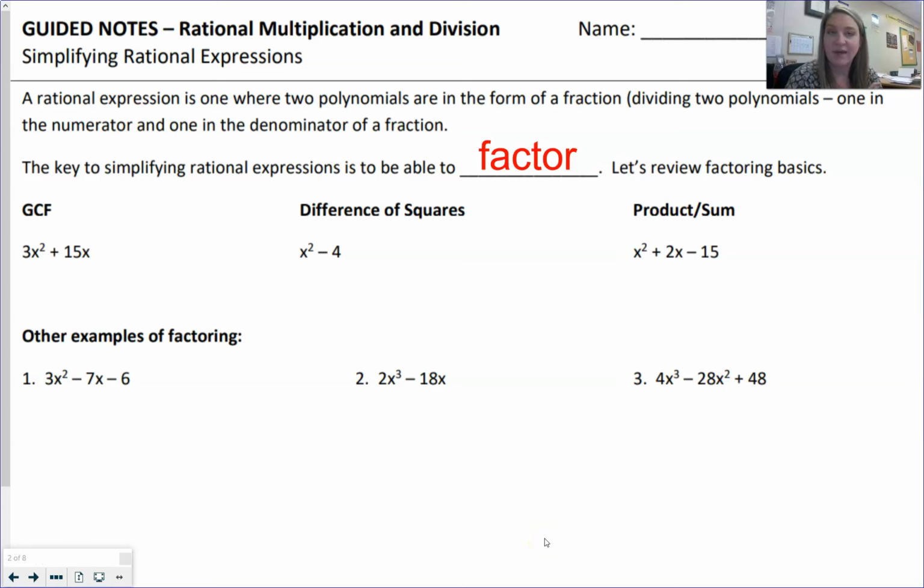Hey guys, today we are starting our rational unit. So in today's lesson, we're going to do a couple things. We're going to simplify rational functions. We are going to multiply and divide them together.